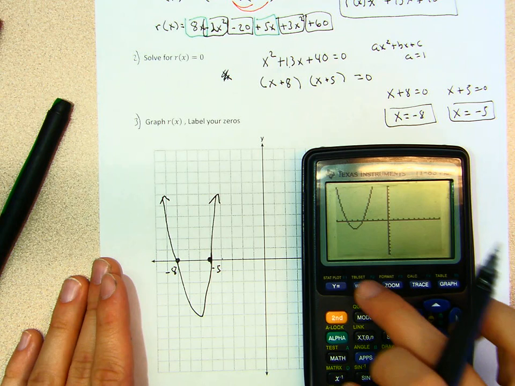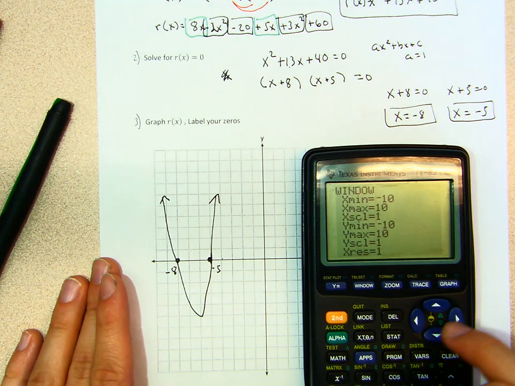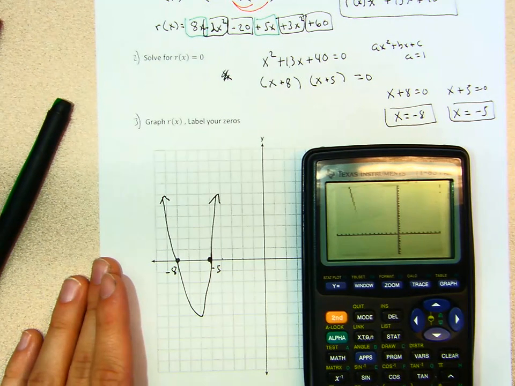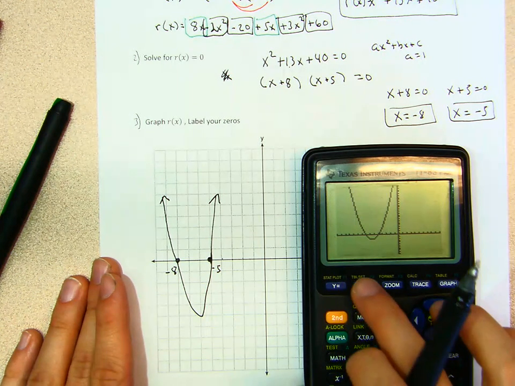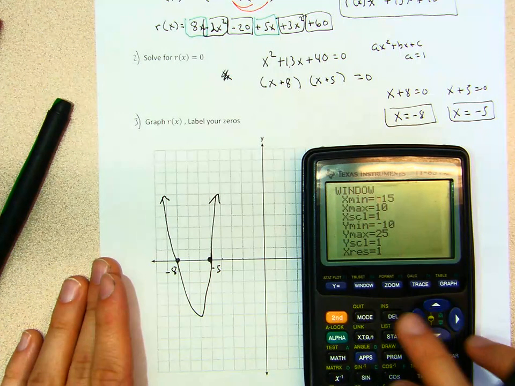And if we want to calculate the window a little bit better, maybe make your x min negative 15, and make your max 25. Let's see how it looks. That's a nicer picture, right? Okay, so remember how to adjust the window to make your graph look a little nicer, all right?